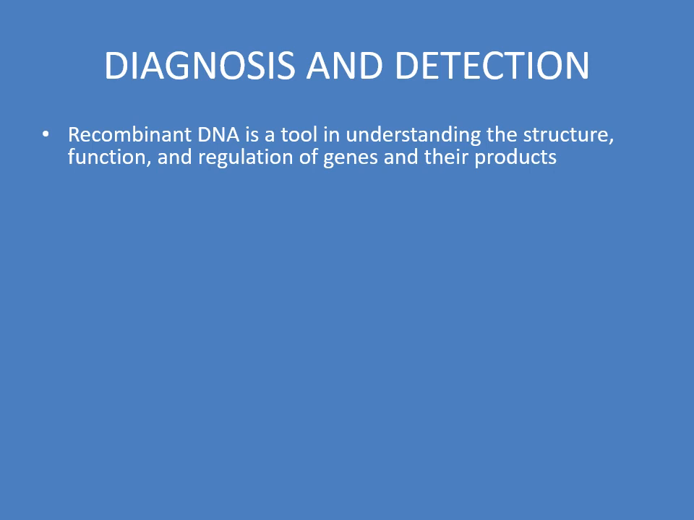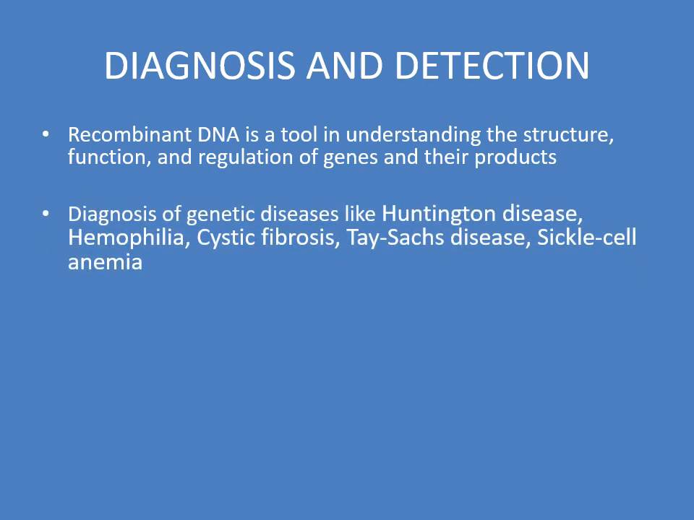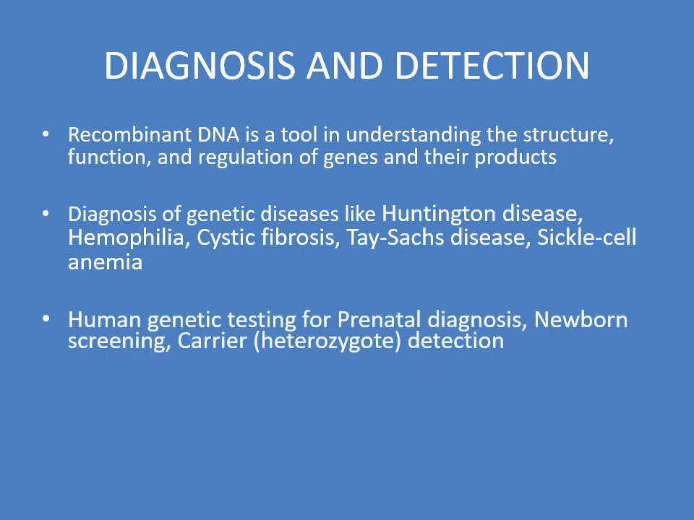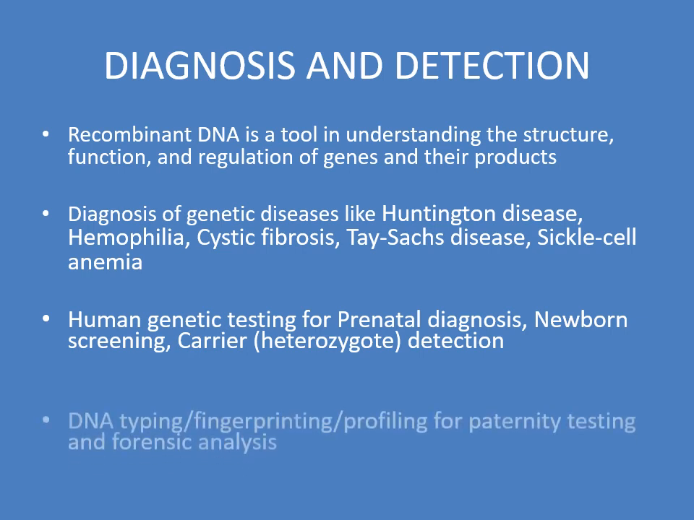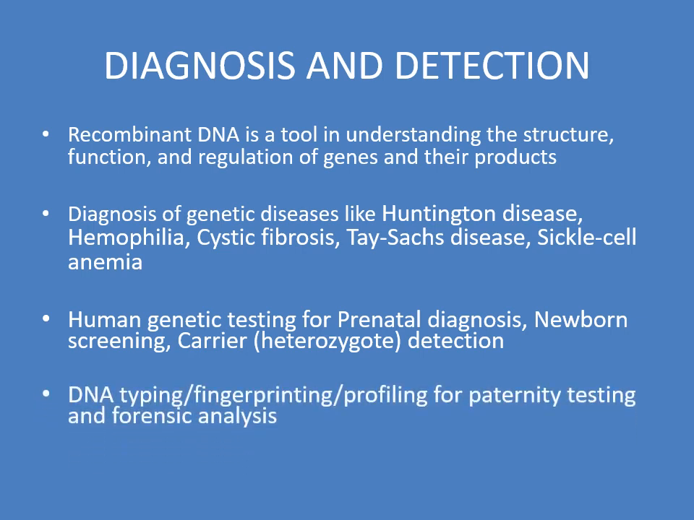Recombinant DNA is a tool in understanding the structure, function, and regulation of genes and their products. Diagnosis of genetic diseases like Huntington disease, hemophilia, cystic fibrosis, Tay-Sachs disease, and sickle cell anemia. Human genetic testing for prenatal diagnosis, newborn screening, and carrier or heterozygote detection. DNA typing, fingerprinting, or profiling for paternity testing and forensic analysis.